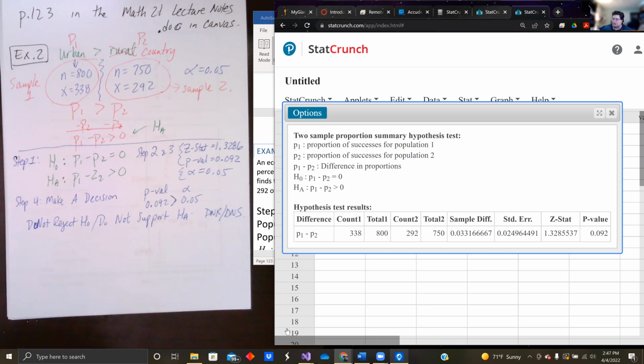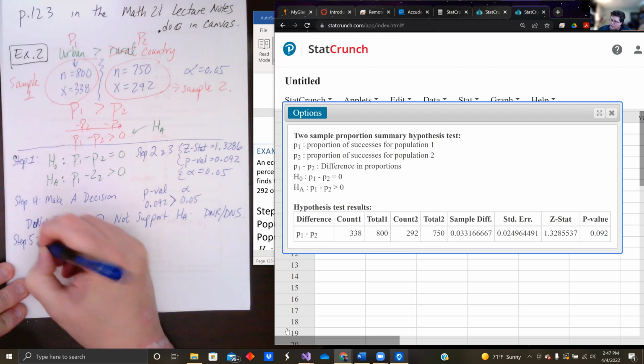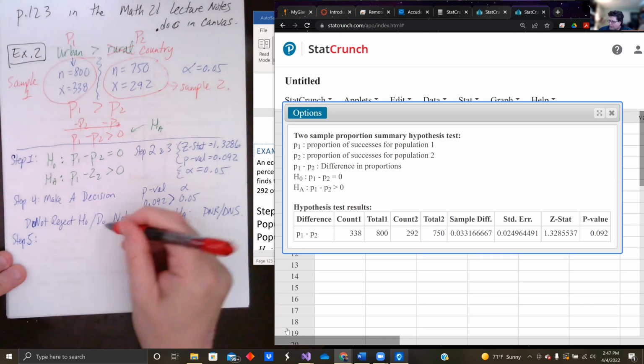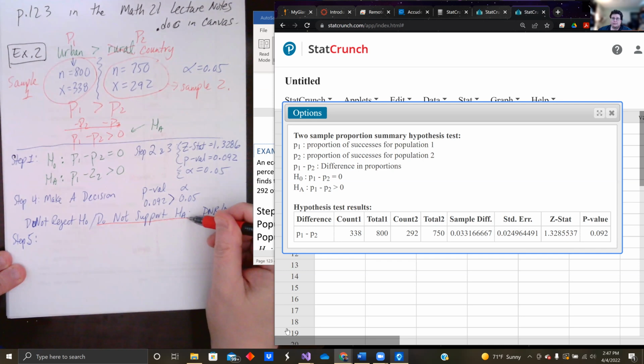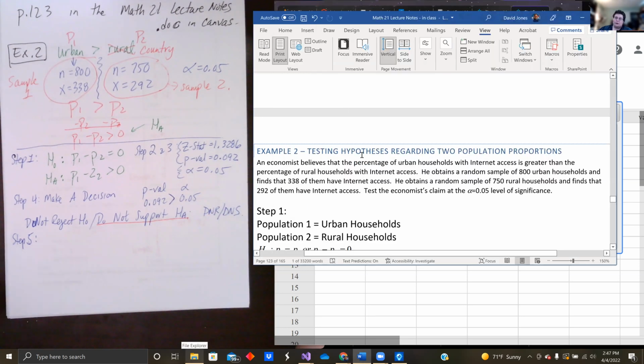All right, so step 5, make a conclusion statement that goes along with this. And remember, the conclusion statement's about whatever we're going along with HA. So I'm going to come back to the original problem and look at what HA was. HA was a sentence in the first part right here. An economist believes that the percentage of urban households with internet access is greater than the percentage of rural country households.